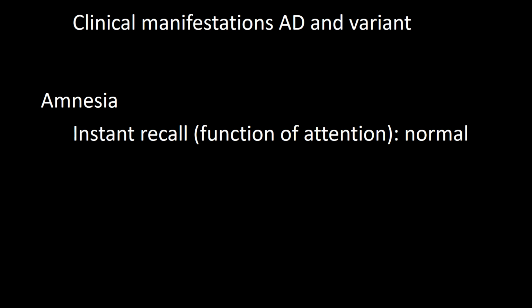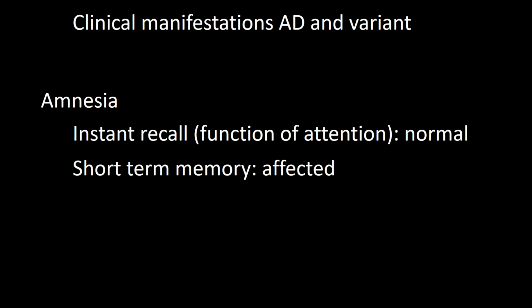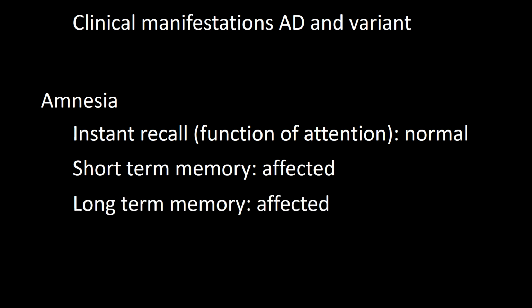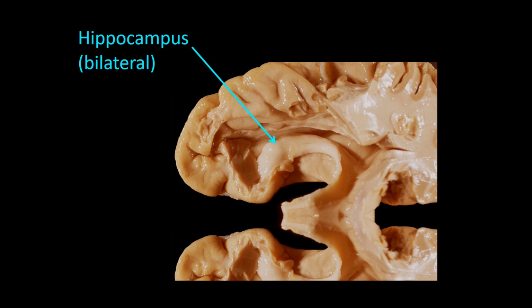Patients with AD may have instant recall problems, but usually problems with instant recall do not occur initially because most patients with AD at the onset of their disease have fairly good attention. Good attention is the main driver of good instant recall. So instant recall is not affected initially. Short-term memory is usually severely affected from the very beginning, often being the first manifestation of this condition. Long-term memory is also affected, but to a lesser degree than short-term memory, at least initially. The anatomical substrate for amnesia is bilateral hippocampal involvement.